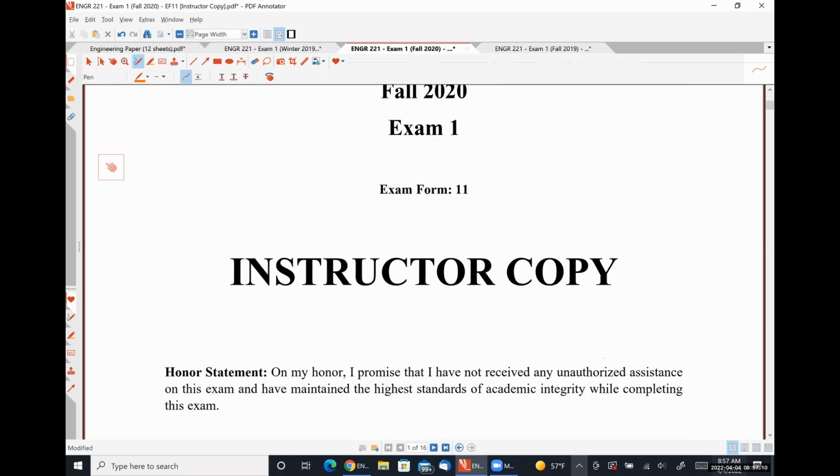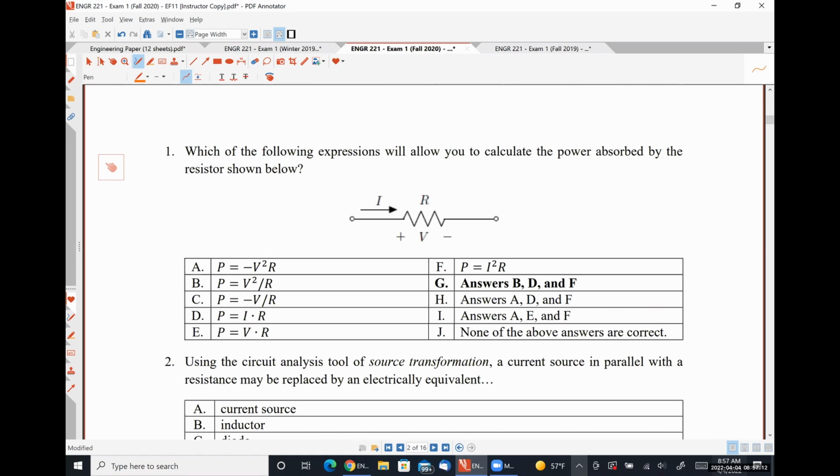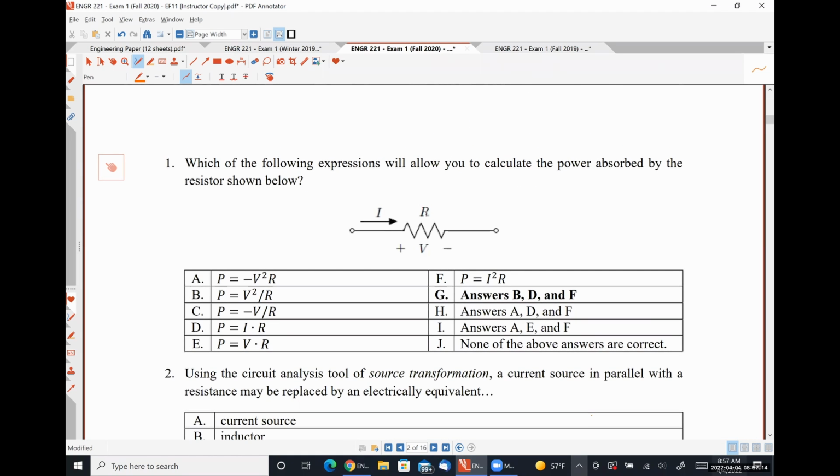Yeah, I might have screwed something up. Always a possibility. And especially on the easy ones, I screw things up a lot. Power absorbed. So P here should be I times V because the current is flowing into the positive polarity terminal. It should be V squared over R. And it should be I squared times R. Those are the 3 actually correct answers.